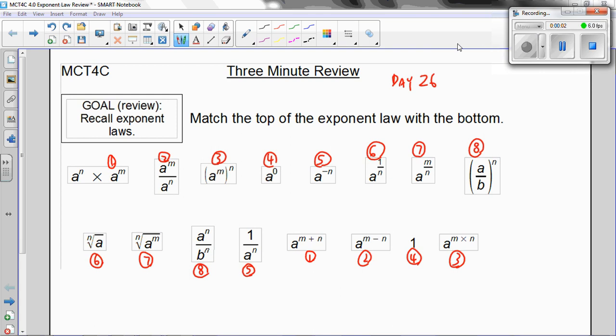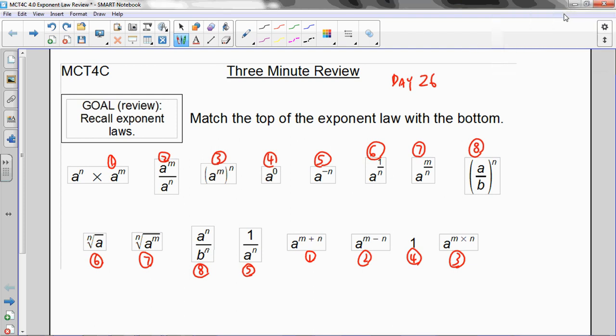All right, MCT4C day 26, first day of chapter 4, which is a unit on exponential functions and exponential equations. We're starting today with some review of exponent laws, and you're asked to match up the exponent laws. So this one, a to the n times a to the m, well, product of two powers of the same base, you add the exponents. Those are a match there.